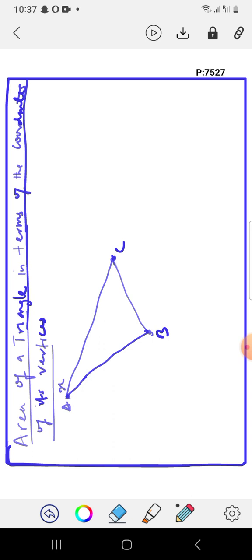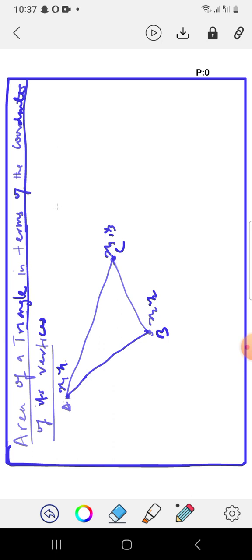We label this one as x1, y1, this one as x2, y2, and this place as x3, y3. And they are asking, without knowing the lengths of all these sides, how can we determine the area of this triangle just from the coordinate system?